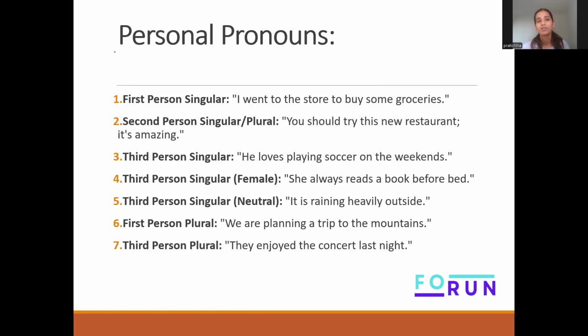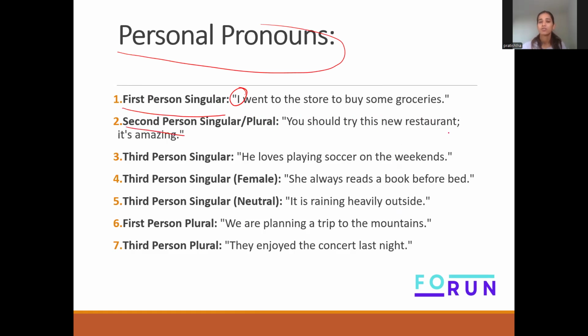So let us talk about personal pronouns here and some examples related to it. First person singular, you have to use I or we. I went to the store to buy some groceries. We went to the store to buy some groceries.